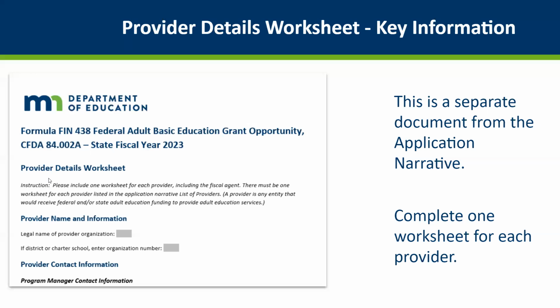So the provider details worksheet is a separate document. Just backtracking a little bit, remember the first document you have to fill out is the cover sheet document that has the assurances. The second document to fill out is the narrative application document that has all of those sections we just went through, plus the list of providers. Now, this provider details worksheet is a third separate document, and you need to complete one of these for each provider. So for some of you, that'll mean just one, because you only have one provider for your entire application. For some of you, this will be quite a few. We have some consortia that have quite a few different providers. So how many worksheets you need to complete depends on how many providers are being included in your application.